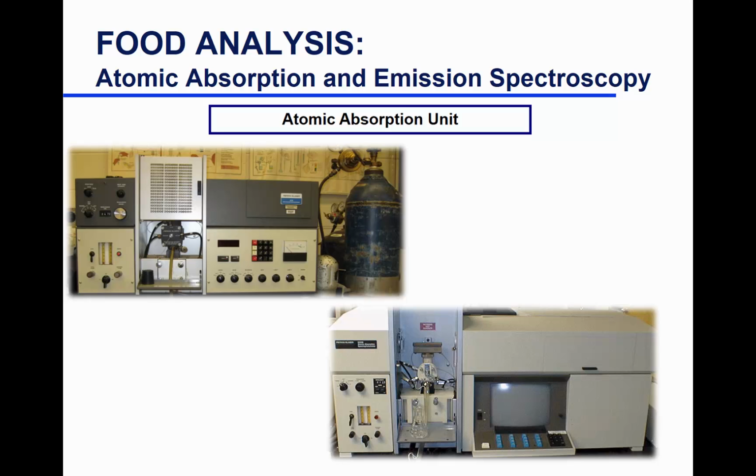This is actually the older unit that we had in the lab. I should take a picture of our newer AA, but basically it's a similar unit but newer. You attach to the unit acetylene for fuel and air or nitrous oxide as a source of oxygen for the generation of the flame. And then here you have a tube, a very tiny capillary tube.